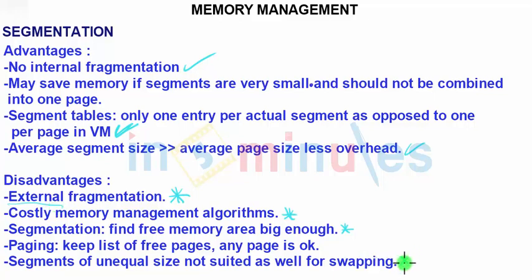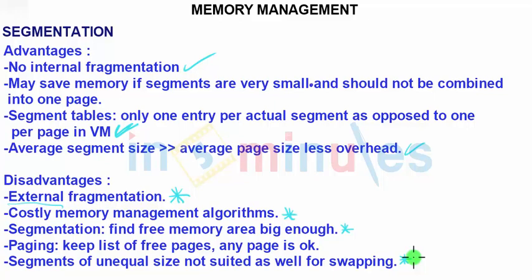Another problem because segments are of variable size is swapping one segment with another. We may have a segment of 10 KB that we need to move out, but the next segment which is about to come in may be 25 KB. In this case, swapping will not always be possible.